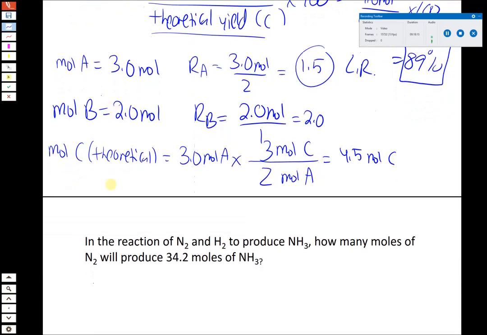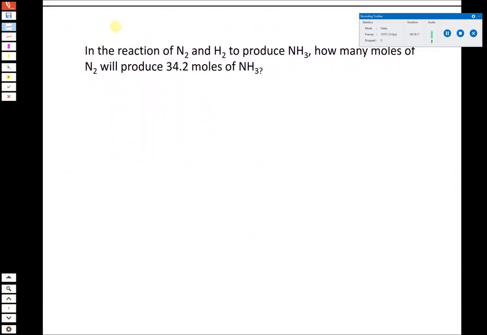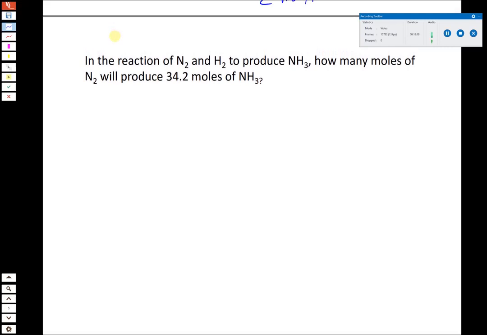All right, and then this next problem here is also a mole-to-mole problem, but this time we have real substances. So we have reaction of N2 and H2 to form NH3, and we want to know how many moles of N2 will produce 34.2 moles of NH3. And I think, this question, a lot of us missed it. It was one of the ones that we had the lowest success rate on.